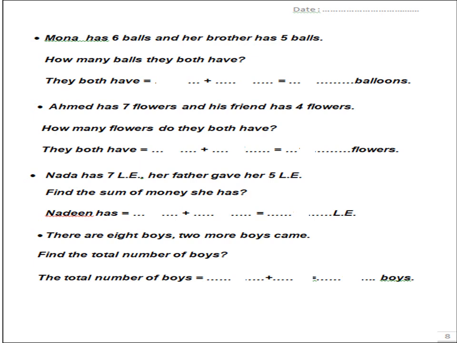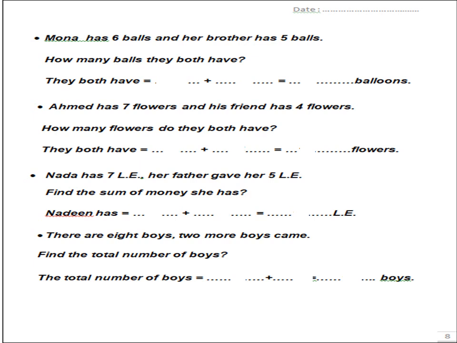Turn the page, primary 1, open your final revision page 8. Here we will have a quick revision on keywords of addition. They are both, sum, total, all together, okay? Here we say: Mona has 6 pens and her brother has 5 pens. How many pens do they both have?